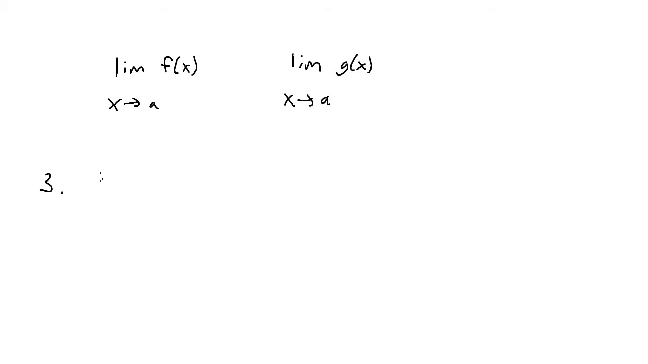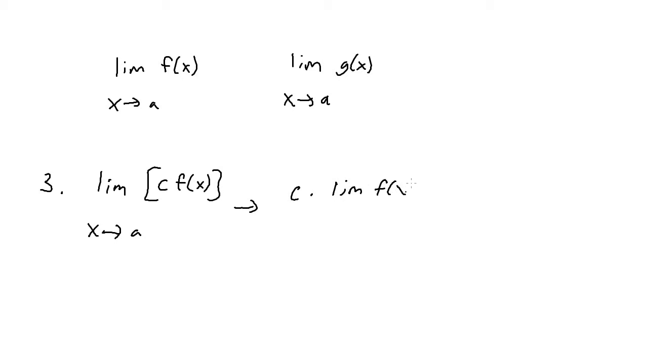So now for number 3, let's say we have the limit of some constant c times f of x as x approaches a. Well, the way we can evaluate this, since c is just a constant, we can go ahead and actually put that outside of the limit. So we can evaluate by saying c times the limit of f of x as x approaches a. So once again, you can only take the c outside only if it's a constant.